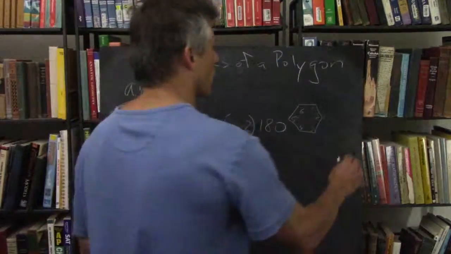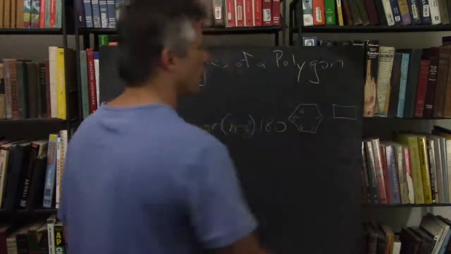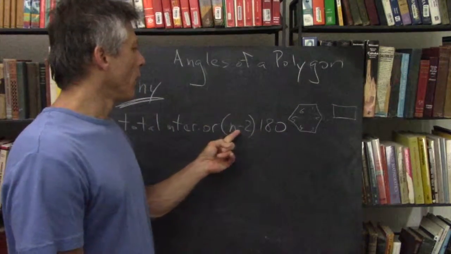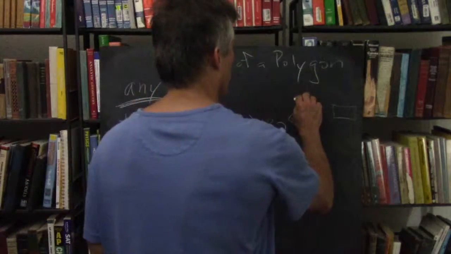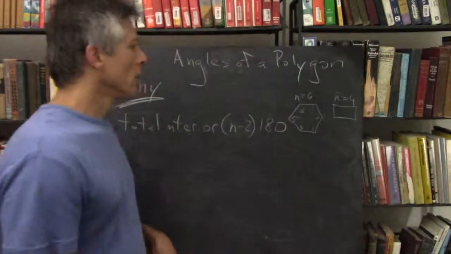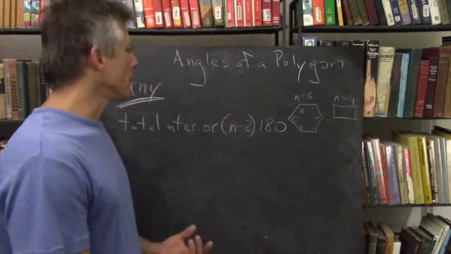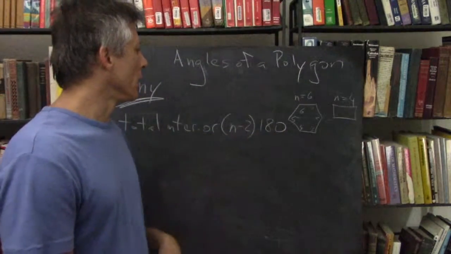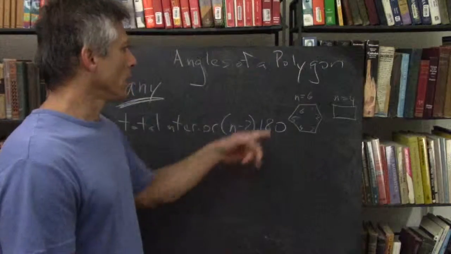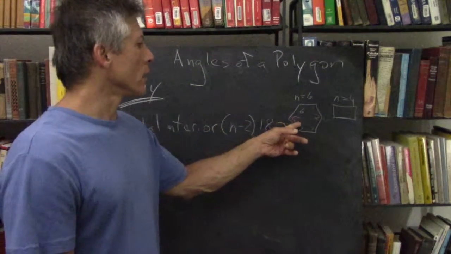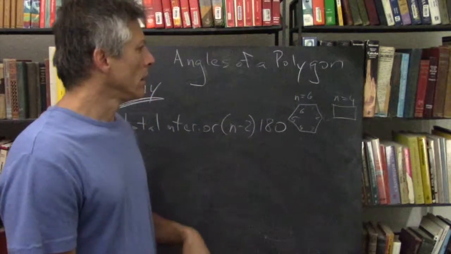If it were a rectangle, 4 sides, n equals 4. 4 minus 2 times 180. Decagon, n equals 10. You would do 10 minus 2 and get 8, and then 8 times 180. Hexagon, 6 minus 2, 4. 4 times 180 is what all these angles would add up to.